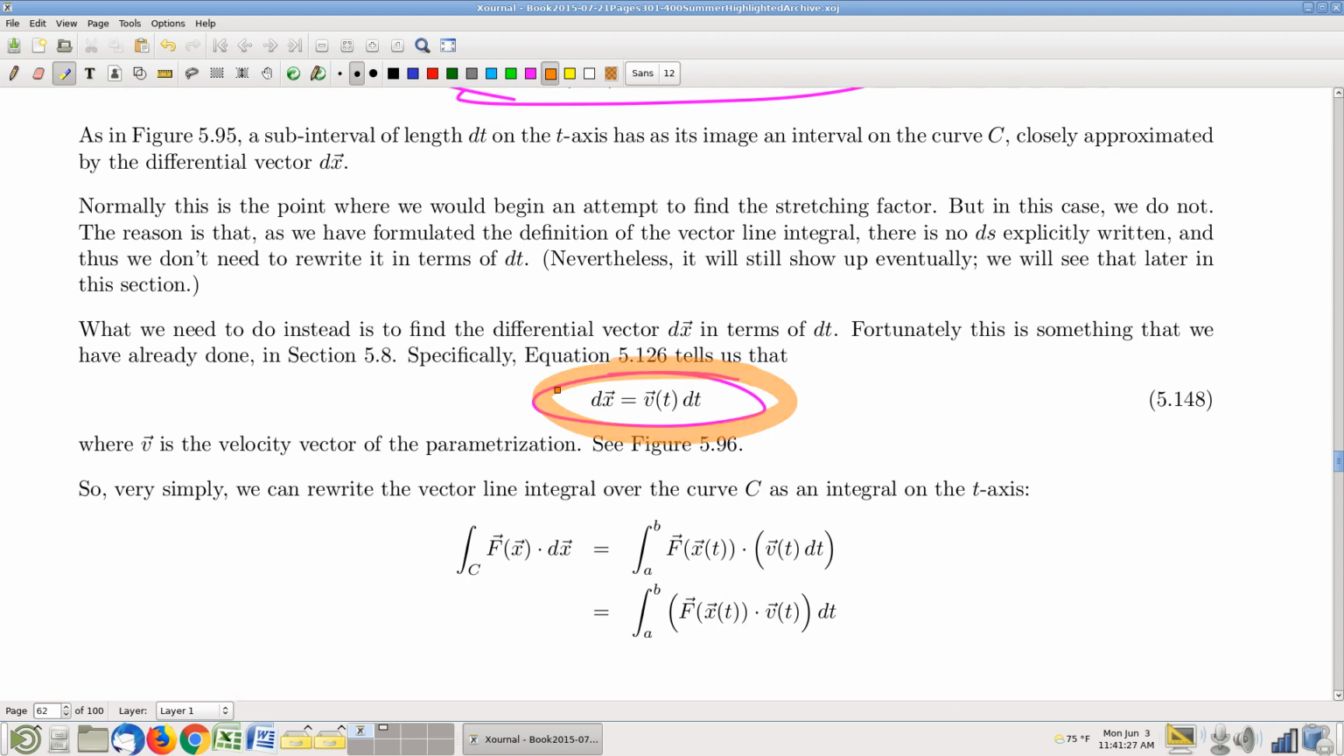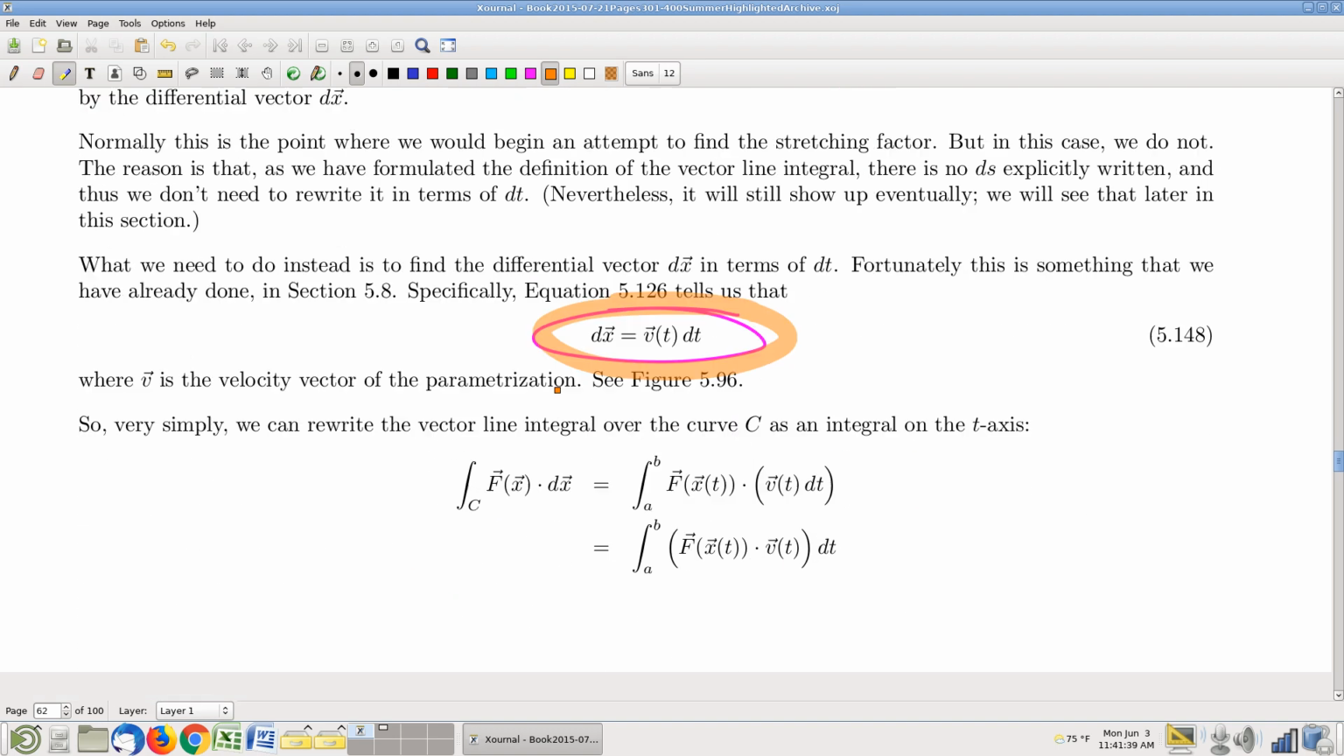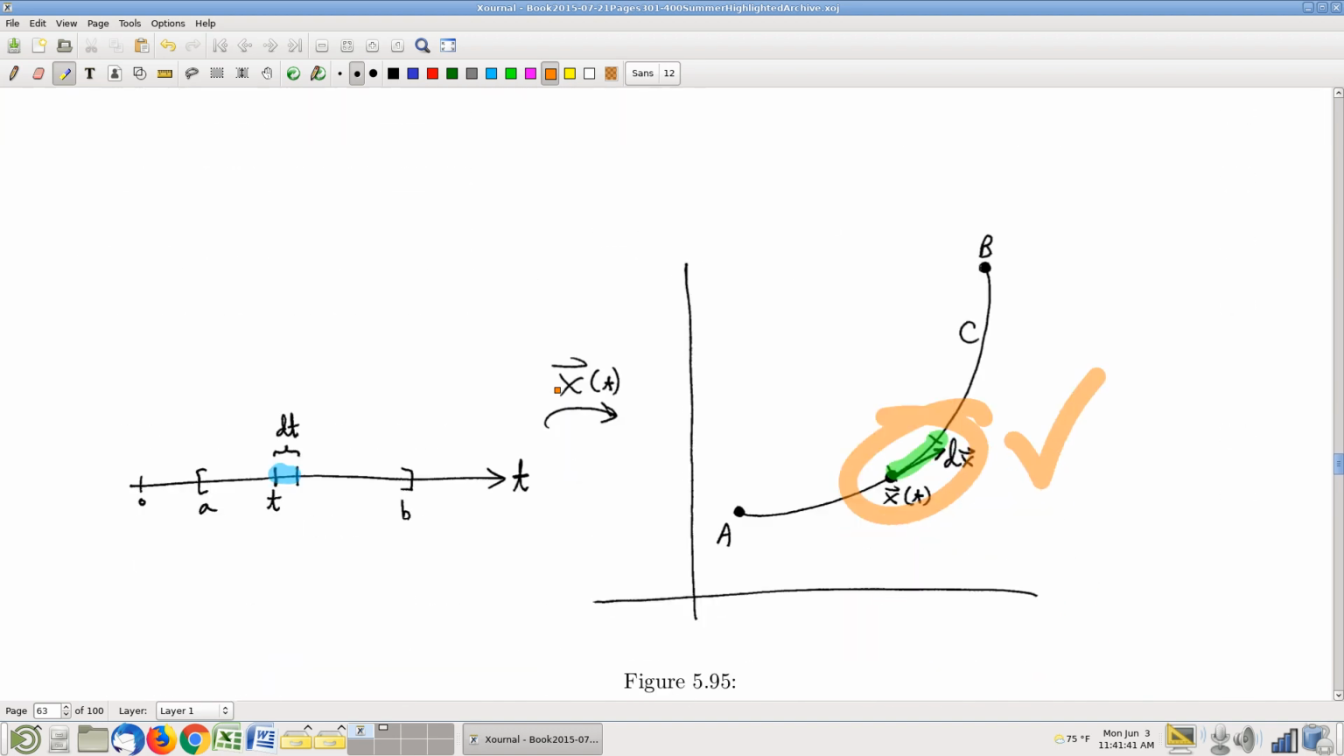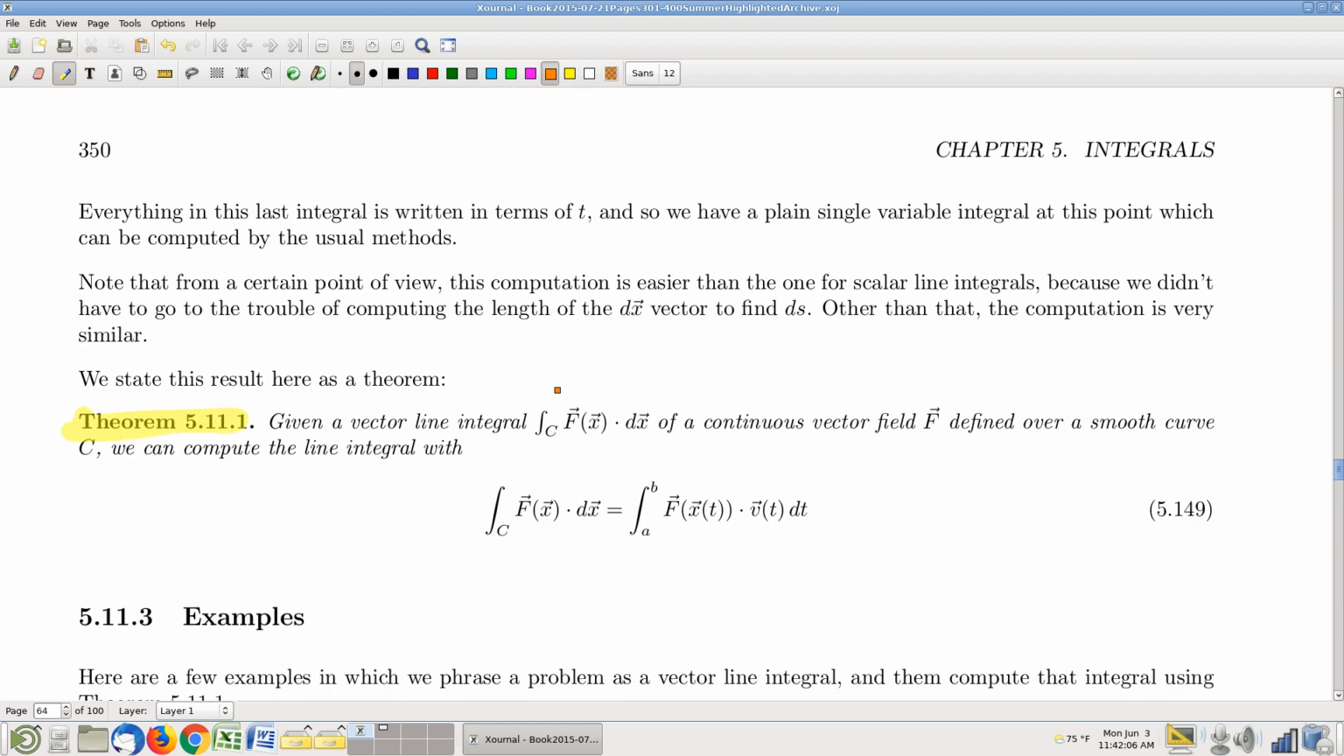Right? So the weird thing about computing vector line integrals is that in the pullback scenario, everything that we needed for a successful pullback through a parametrization was already stuff we'd already established. We've already established that curves are images of parameterizations. We've already established that the vector representing the differential of that displacement is called dx. We've already established how to compute dx. End of story.